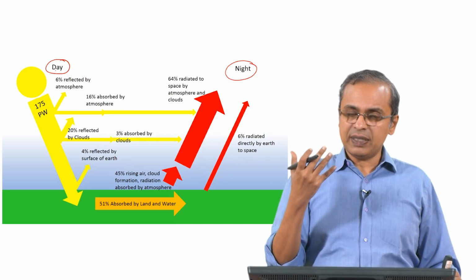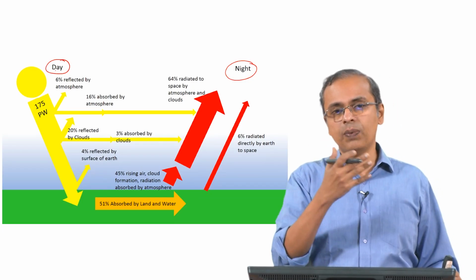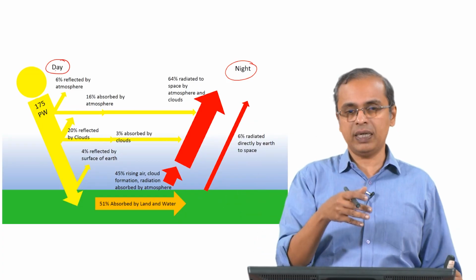Similarly, when the earth gets heated through the sun, it also is in a position to give out radiation when it sees temperatures which are less than its own temperature.